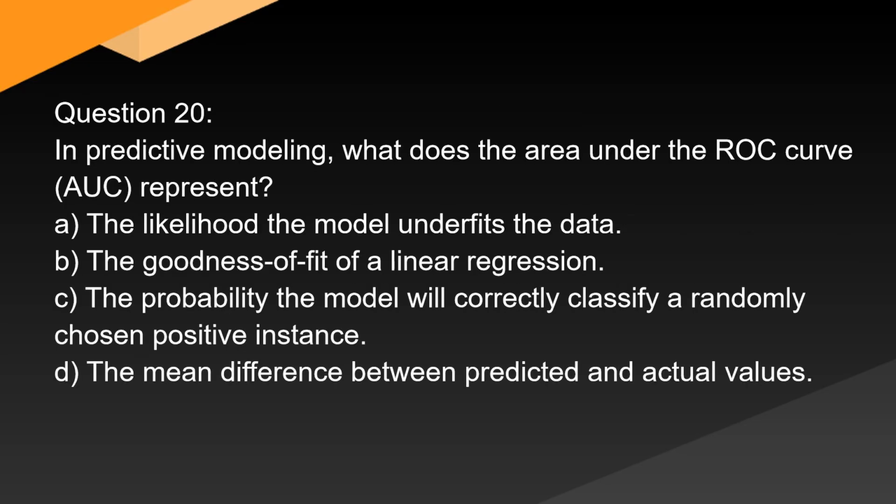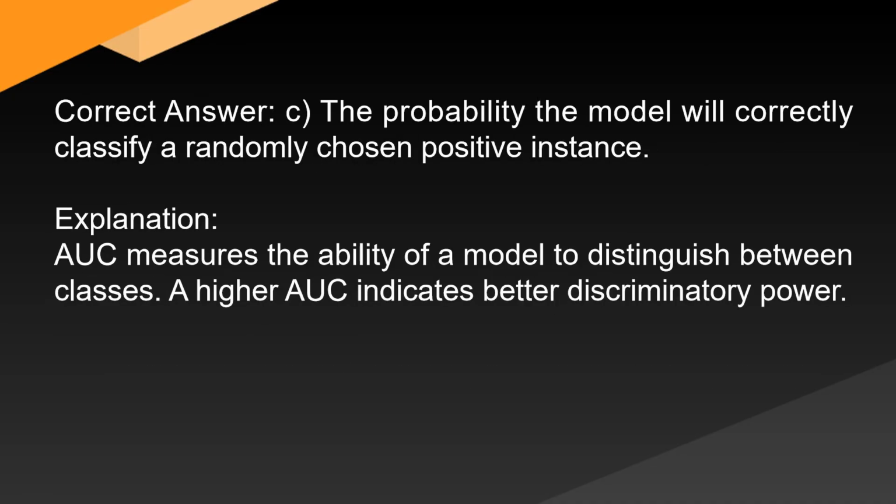Question 20. In predictive modeling, what does the area under the ROC curve, AUC, represent? A. The likelihood the model underfits the data. B. The goodness of fit of a linear regression. C. The probability the model will correctly classify a randomly chosen positive instance. D. The mean difference between predicted and actual values. Correct answer: C. The probability the model will correctly classify a randomly chosen positive instance.